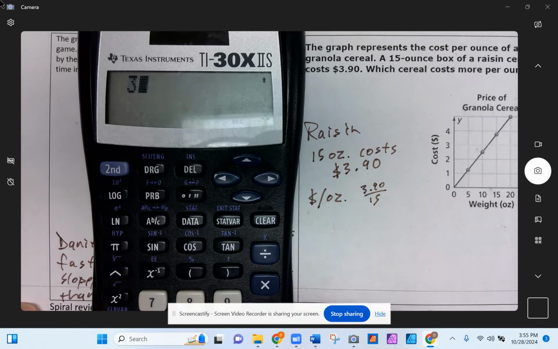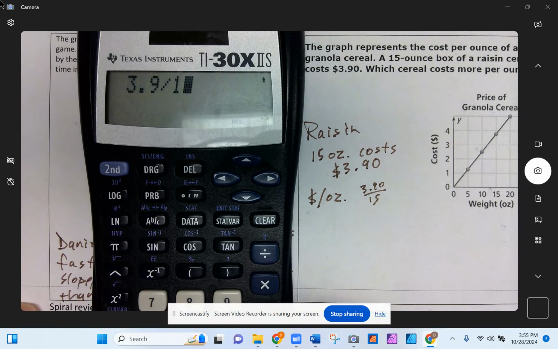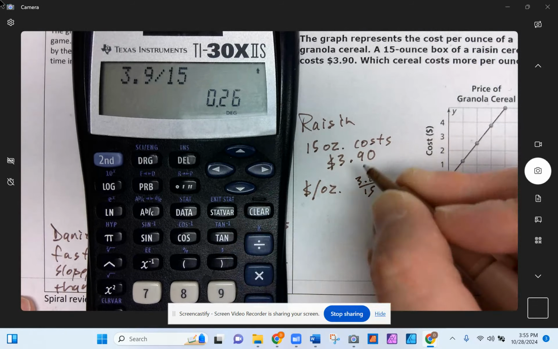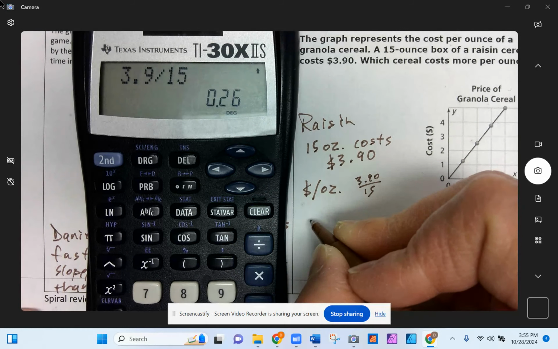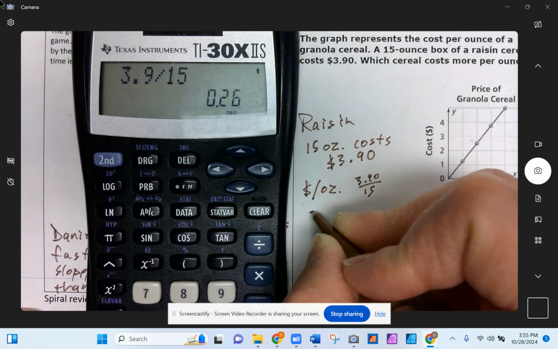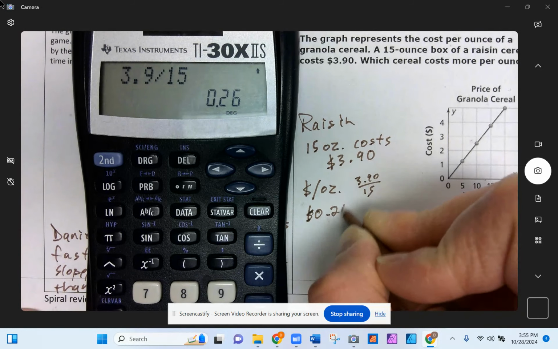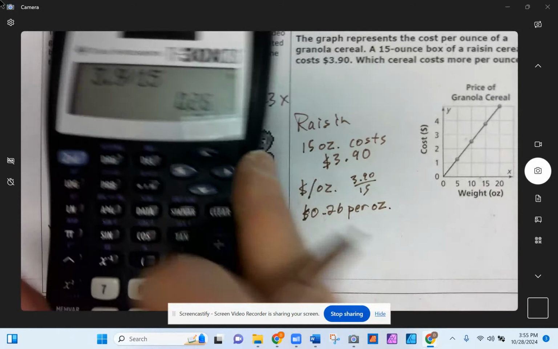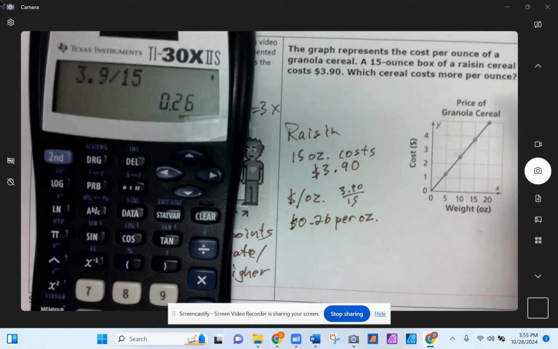3.9 divided by 15 ounces gets us to 26 cents per ounce. Okay, so yeah, just write it down. 26 cents per ounce. Okay, and now for the price of the granola.